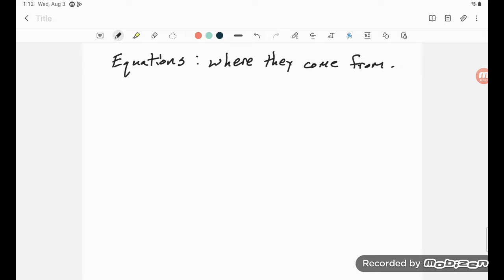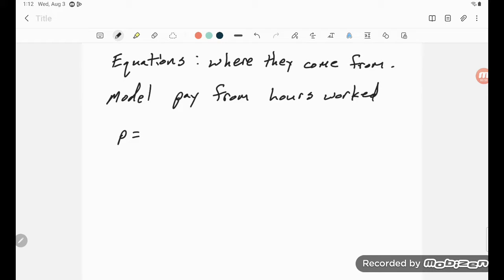And so, you know, suppose we have a model for pay from hours worked. Okay, so you might have pay P is equal to, and say you're an hourly worker at $14 an hour, well, that'd be 14 times H, the number of hours worked. And there's a model.